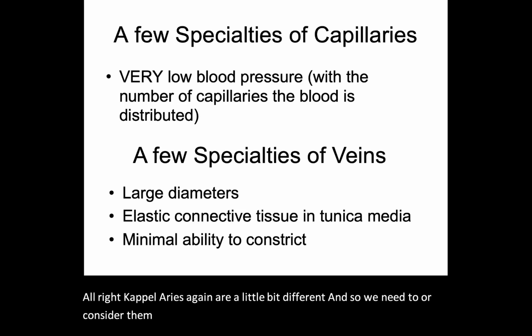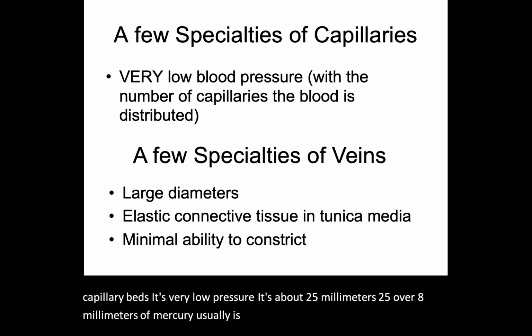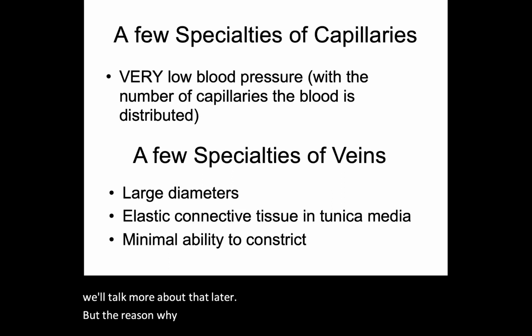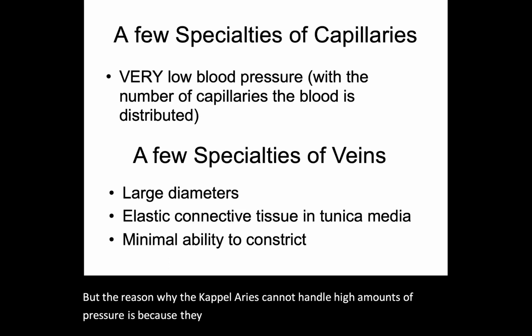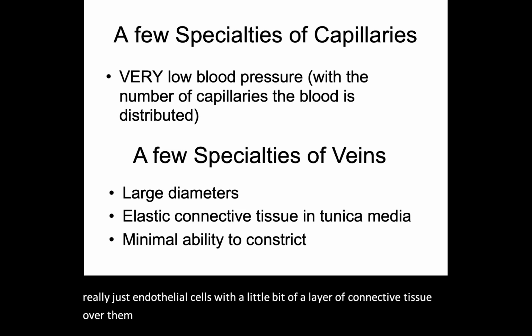By the time the blood reaches capillary beds, it's very low pressure. It's about 25 over 8 millimeters of mercury usually is what we see within the capillaries. And we'll talk more about that later. But the reason why the capillaries cannot handle high amounts of pressure is because they are one cell thick. Capillaries are really just endothelial cells with a little bit of a layer of connective tissue over them. They don't really have musculature or anything like that. The smooth muscle layer is just not there.